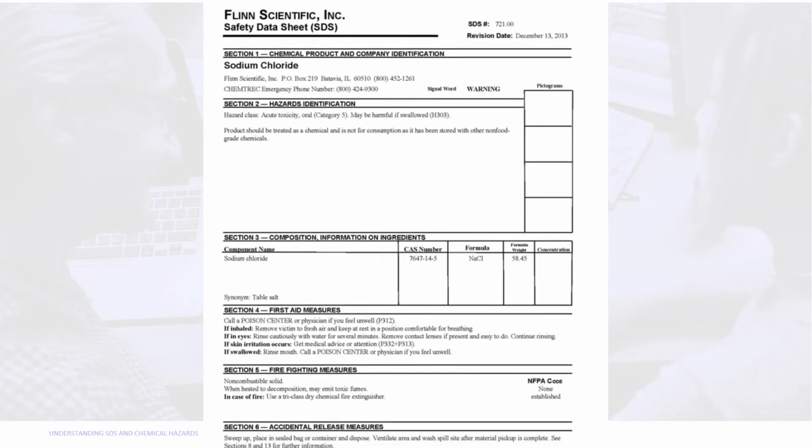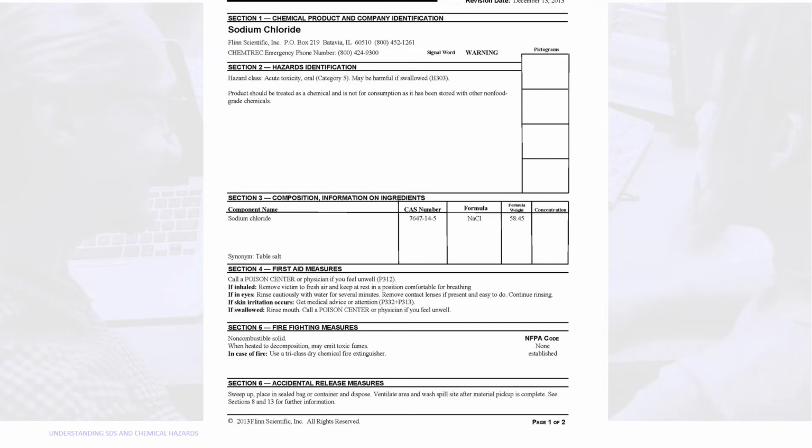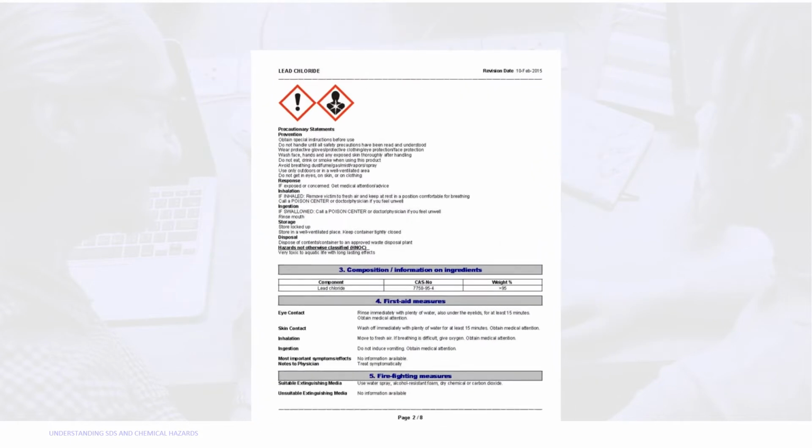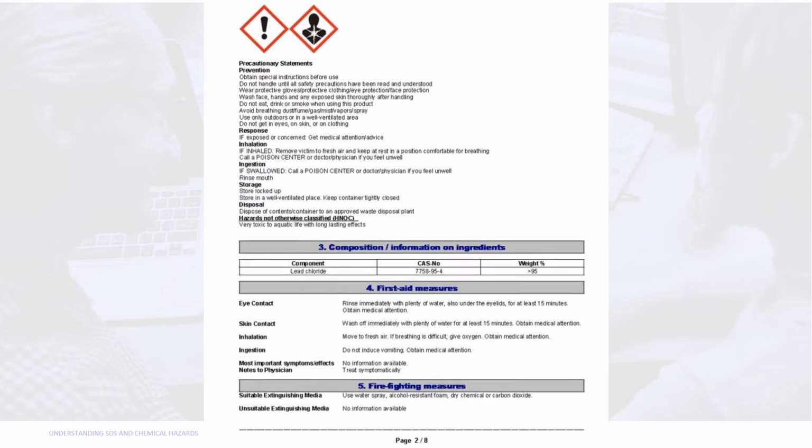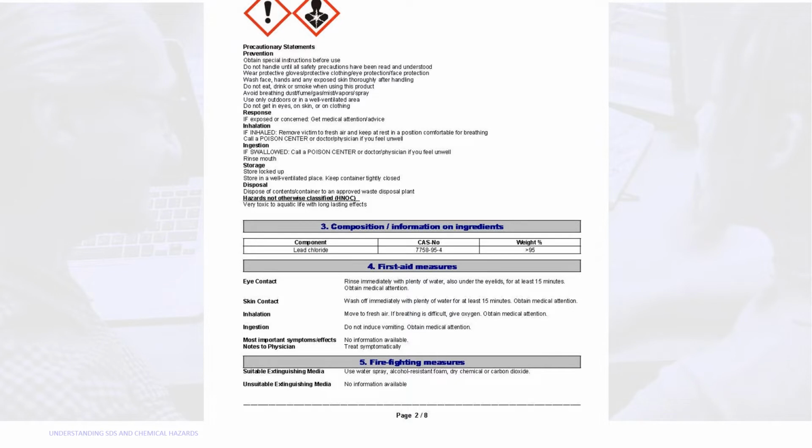Section 4 is important because it gives us further first aid guidance for if you or someone else comes in contact with this product. For our lead chloride, we can see that they give directions to rinse the affected areas if in contact with skin or eyes, move to fresh air if inhaled, and to not induce vomiting if ingested. All of these measures also indicate to seek medical attention. If you or someone around you comes into contact with a chemical, these first aid measures must be followed.